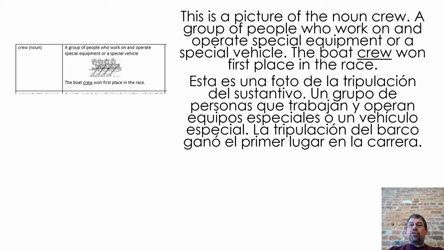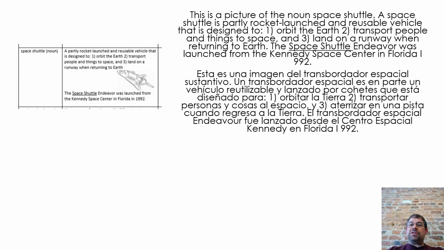This is a picture of the noun crew, a group of people who work on and operate special equipment or a special vehicle. The boat crew won first place in the race. This is a picture of the noun space shuttle. A space shuttle is a partly rocket-launched and reusable vehicle that is designed to 1. Orbit the Earth, 2. Transport people and things into space, and 3. Land on a runway when returning to Earth. The Space Shuttle Endeavour was launched from the Kennedy Space Center in Florida in 1992.